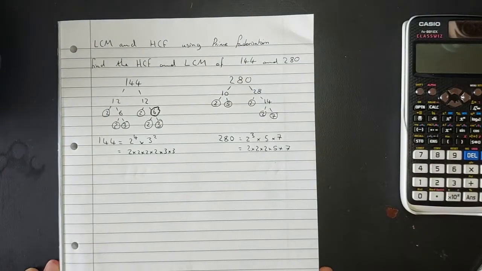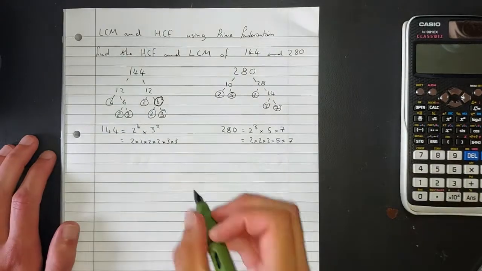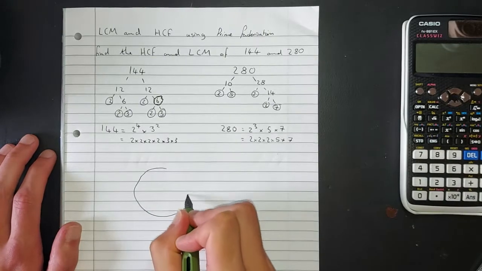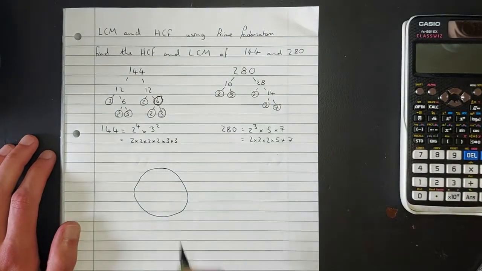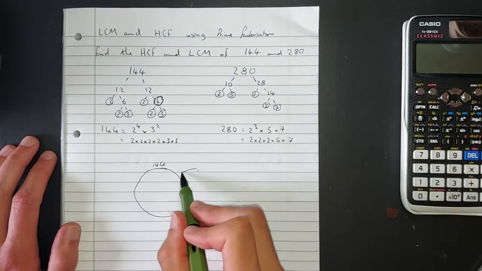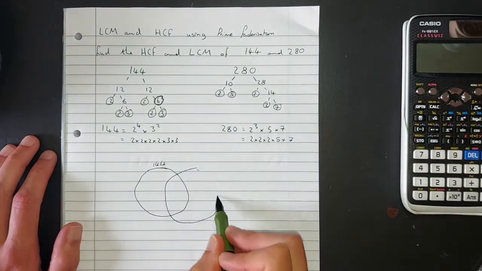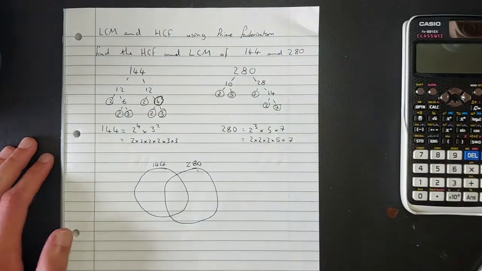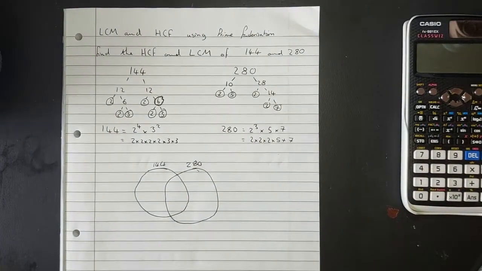Right, next comes the Venn diagram. So let's draw our Venn diagram. Make it nice and big. We're going to have one circle to represent all the prime factors of 144, and one circle to represent all the prime factors of 280.